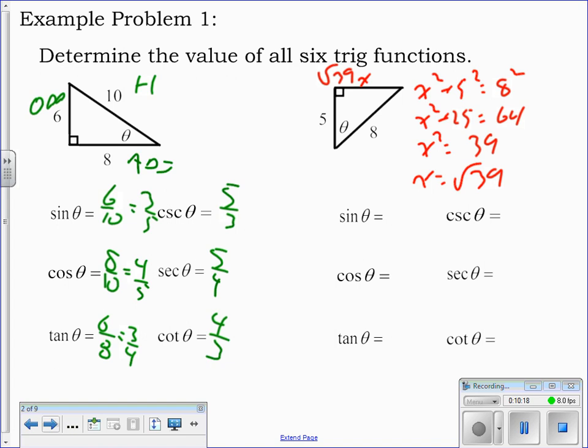Okay, sine, opposite over the hypotenuse. What is the length of the side that is opposite theta in the second triangle? Square root of 39. Square root of 39 over 8. Cosine is the adjacent over the hypotenuse. So this would be 5 over 8. And the tangent would be opposite over adjacent, square root of 39 over 5.